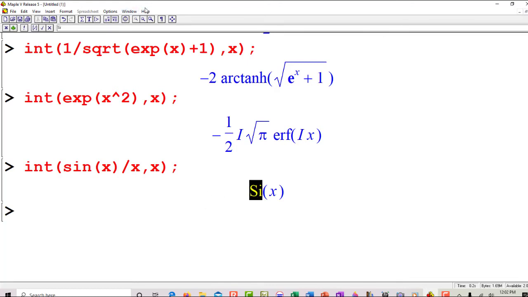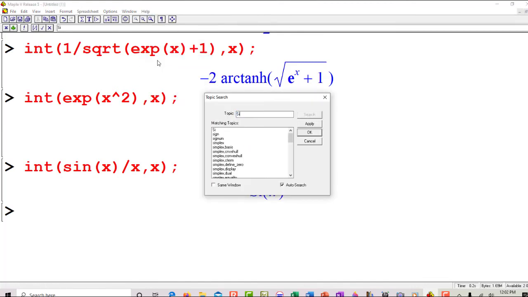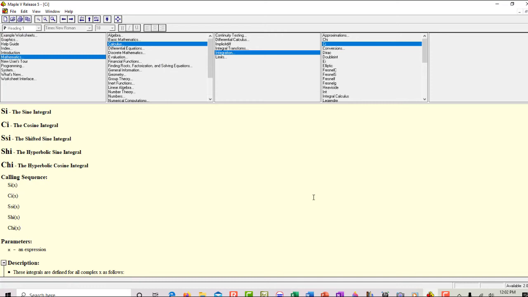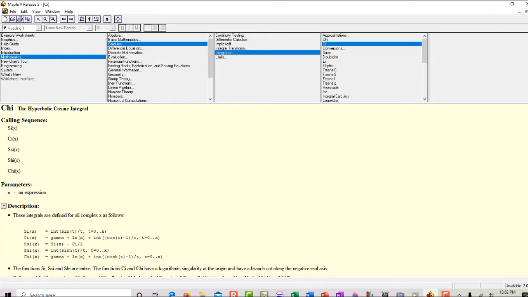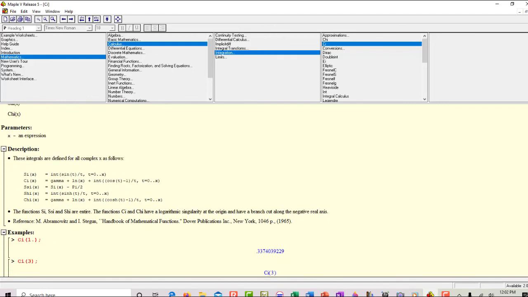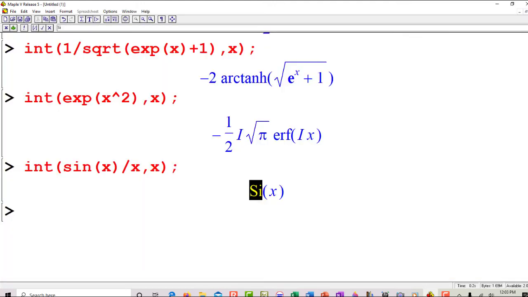Let's look it up in the help feature here. Topic search, SI. There's also CI and SSI, SHI, CHI. You can see that SI, the sine integral, is the integral of sine of t divided by t as t goes from 0 to x. These are all special functions because the integrand has no elementary antiderivative.